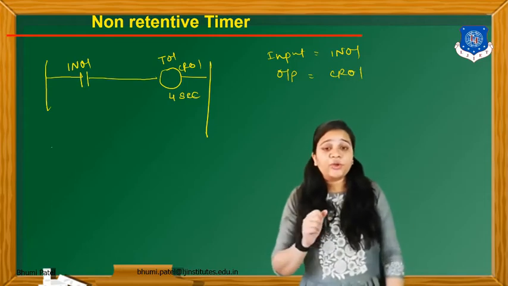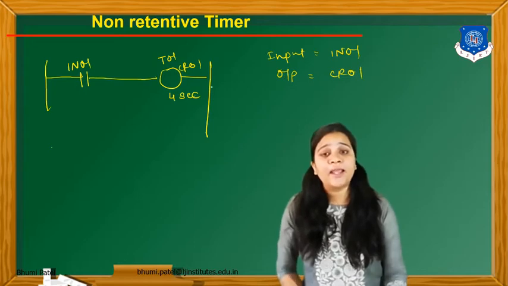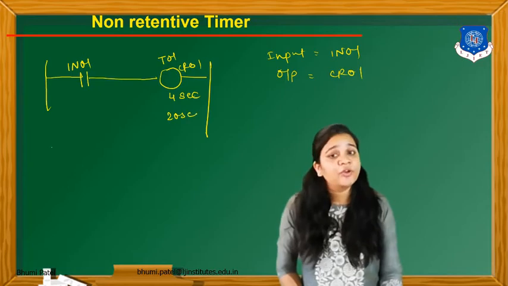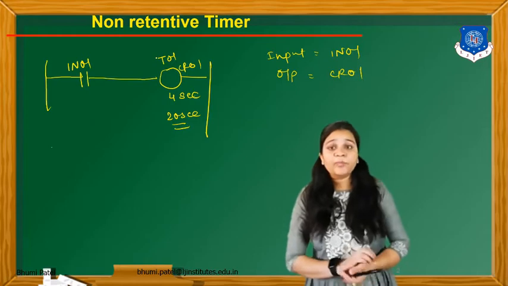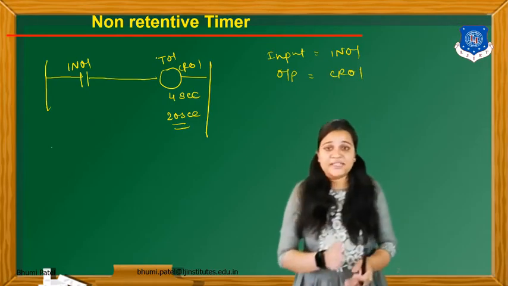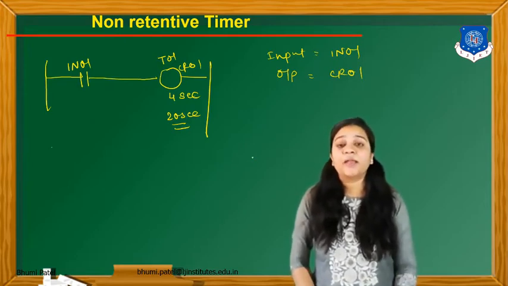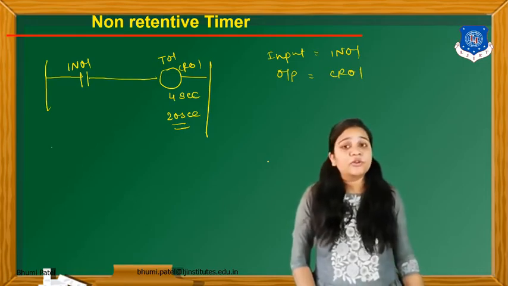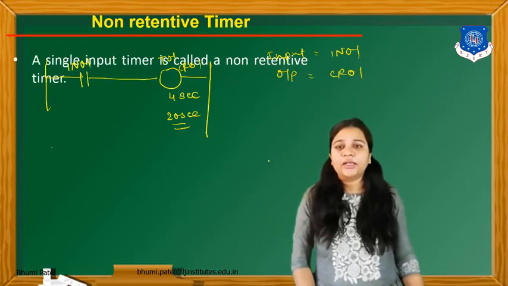Whenever the input is energized, we can start the timer for a particular number of seconds. We can write different times here. Suppose my plant runs for 20 seconds, so we connect a 20-second timer, and T01 is my timer command. Whenever the coil is energized, my timer will be on, and whenever my coil is de-energized, my timer will be off. So this is the diagram for the non-retentive timer. The first type of timer is the non-retentive timer, a single input timer.